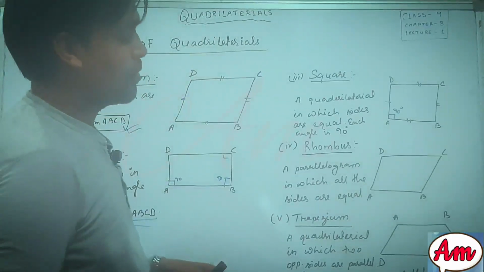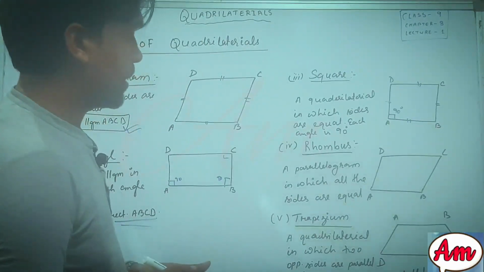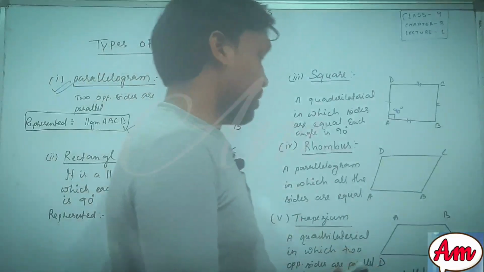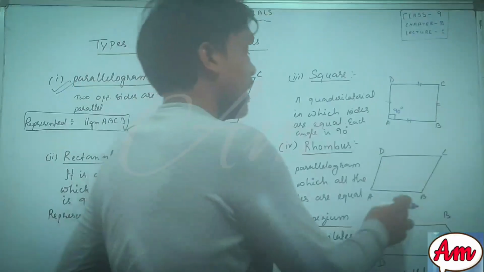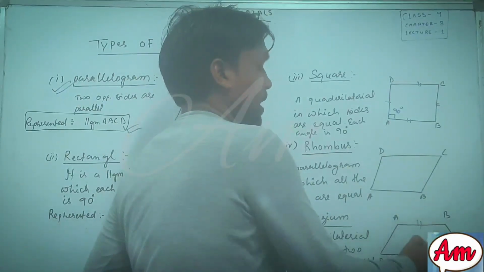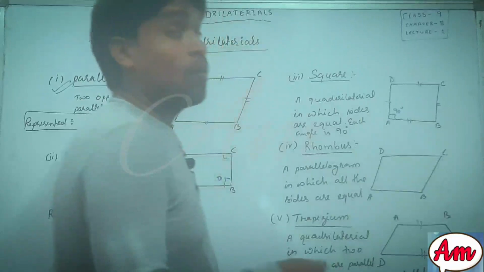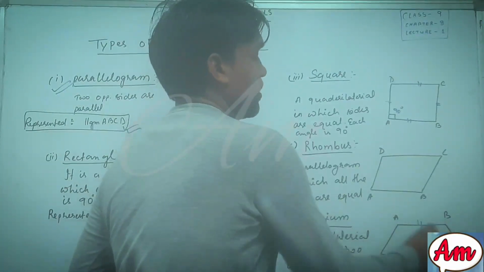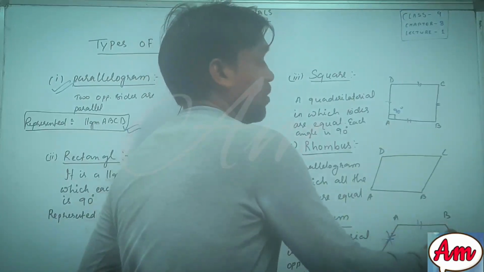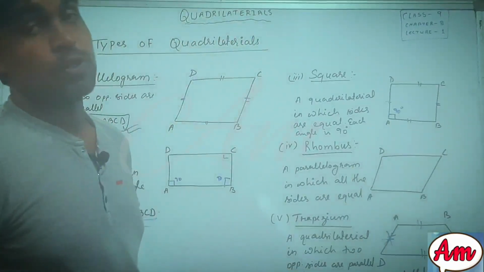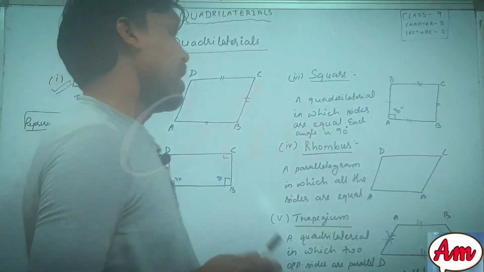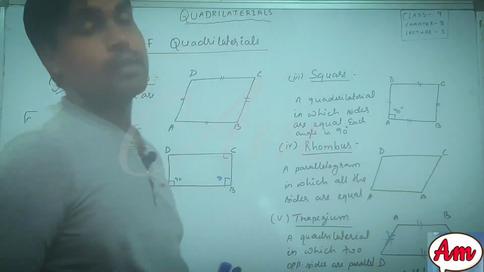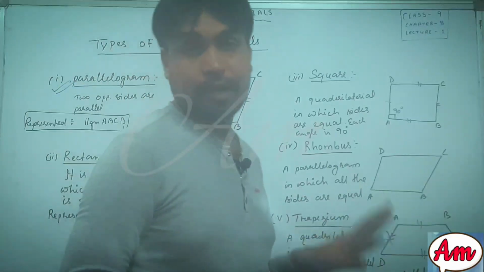Next comes trapezium. Trapezium is what? Trapezium is a quadrilateral in which two opposite sides are parallel. So see, this is a trapezium ABCD. These two opposite sides are parallel, and the other two opposite sides are not parallel. That kind of diagram we call a trapezium. And if in this trapezium the non-parallel sides are equal in length, then we call it an isosceles trapezium.